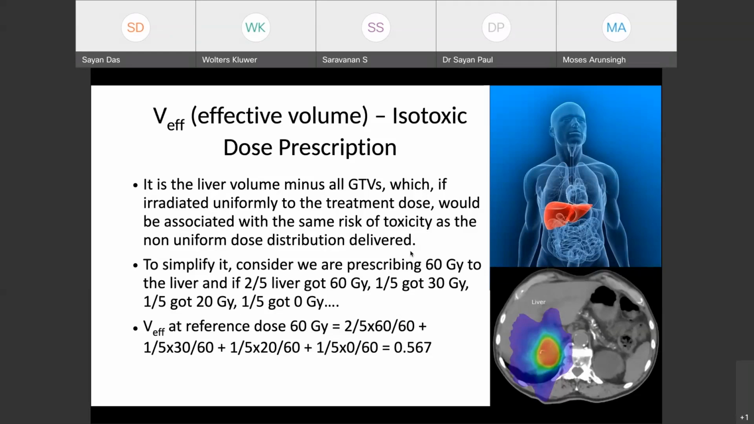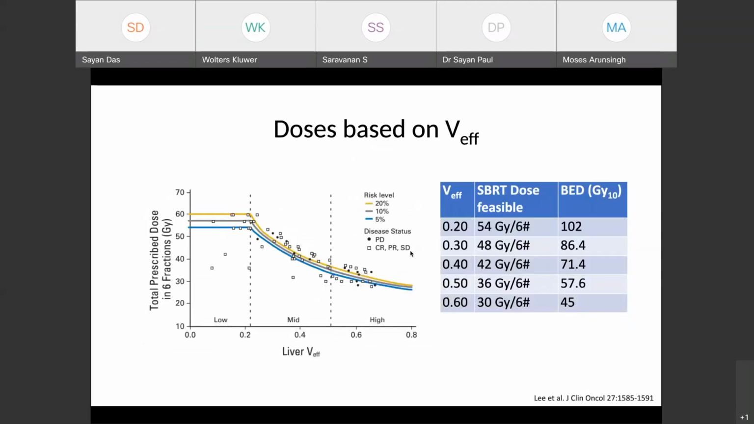This suggests that the lower my effective volume is, the larger doses I can deliver to the target. This again is from that very same paper, which showed that with a lower effective volume, you can offer doses like 54 gray in 6 fractions, which means a higher BED, whereas with higher effective volumes, you have to gradually reduce your doses so as to avoid significant liver toxicity.